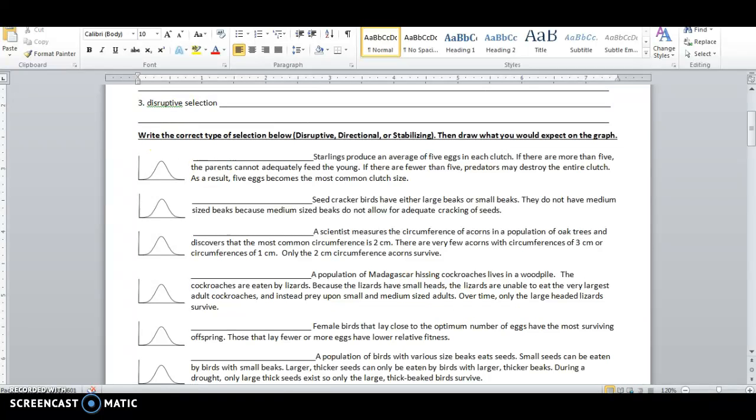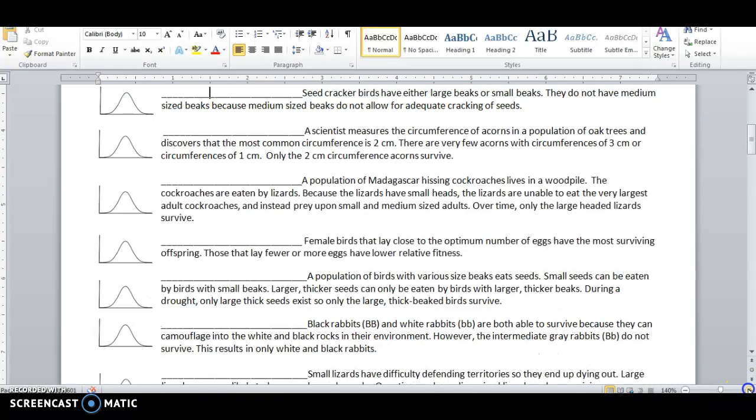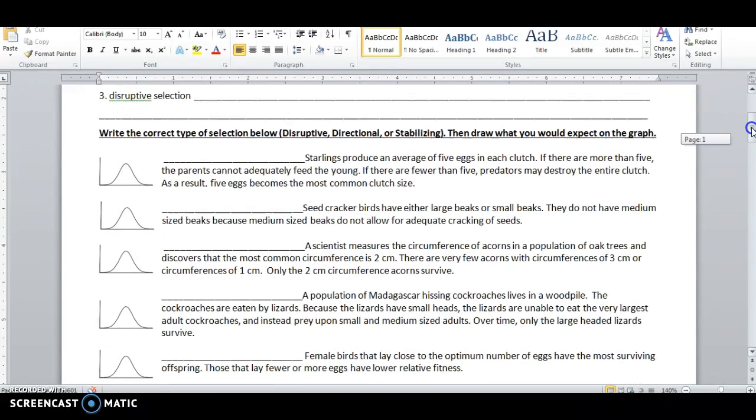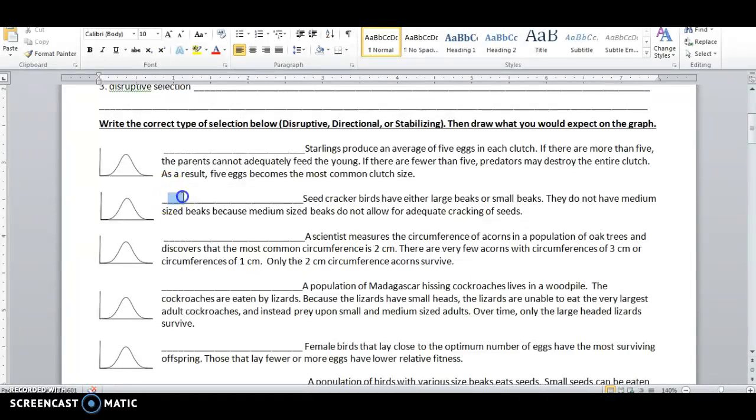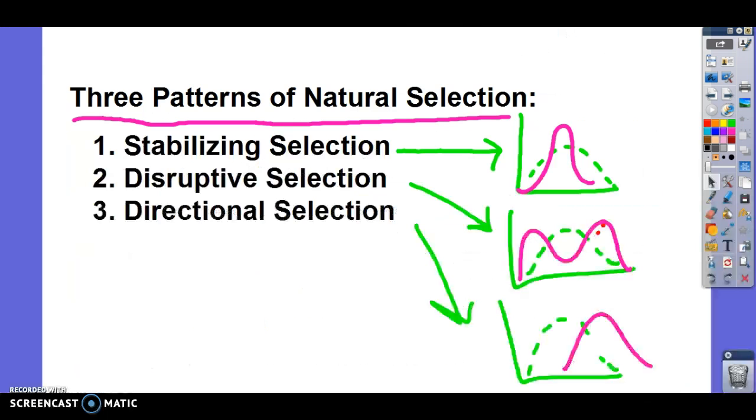All right, so we're going to continue going through the review, the patterns of natural selection worksheet here. We just did number 1, so now we're going to do number 2 here. It says seed cracker birds have either large beaks or small beaks. They do not have medium-sized beaks because medium-sized beaks do not allow for adequate cracking of seeds. So it says no large beaks, no small beaks. They only have medium beaks.